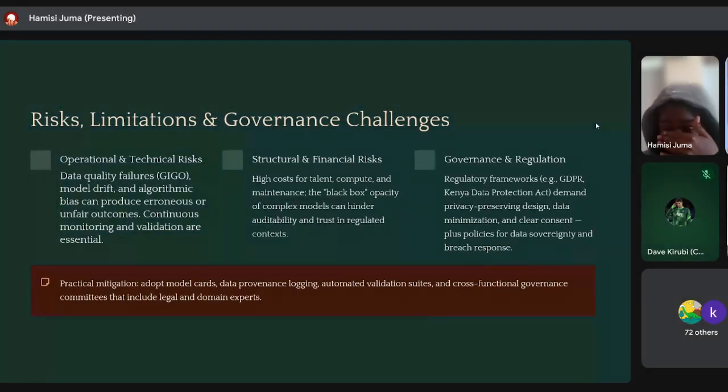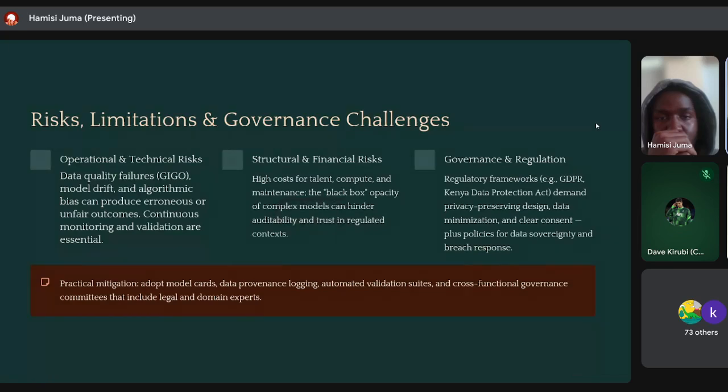The second one is structural and financial risks, high costs for talent, compute, and maintenance. The black box opacity of complex models can hinder auditability and trust in regulated contexts. So the first point says high costs for talent. An example can be the data scientists and engineers, the cost of their salary, which can be extremely high.